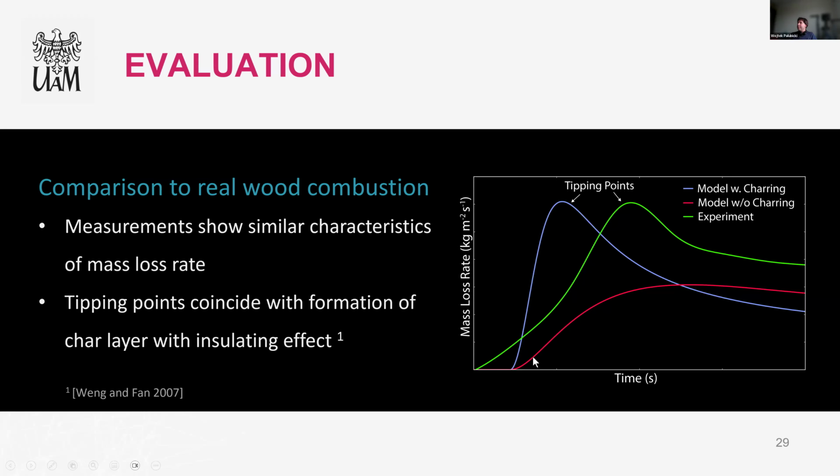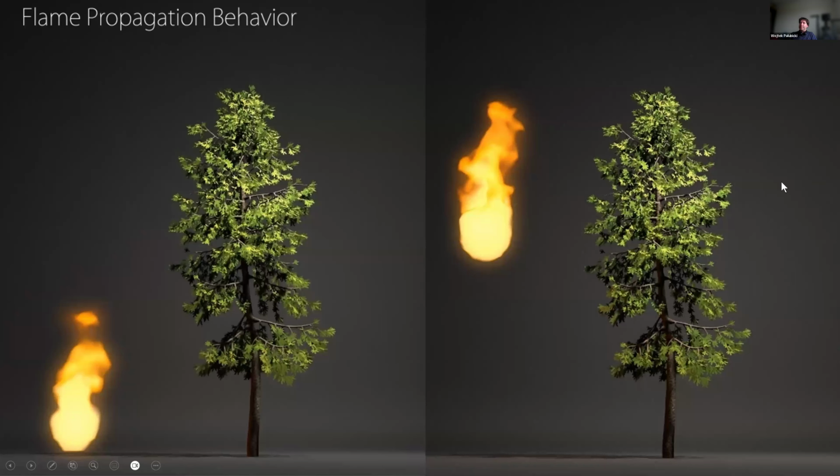And here you can see the comparison to a naive model in red, which does not take into account the charring, which essentially does not use the insulation coefficient that we compute here from the height of the surface elements. It would not have this pronounced tipping point, but we can obtain this pronounced tipping point here with our model.